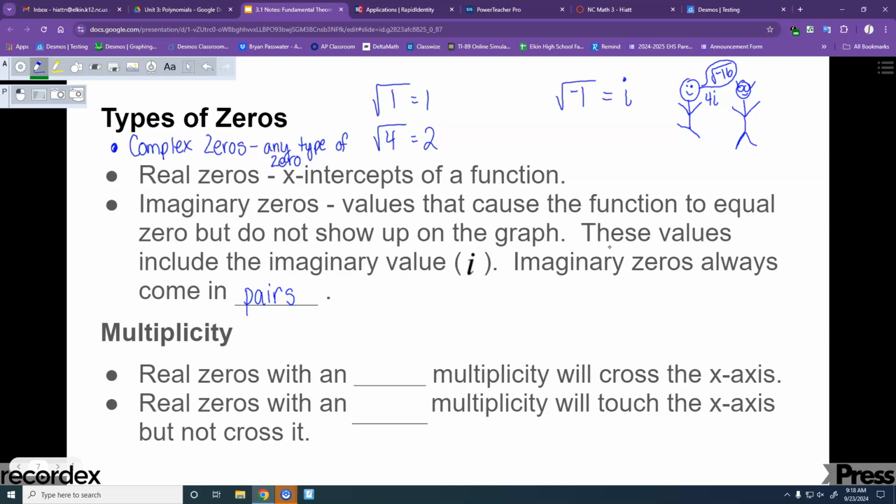Okay, so whenever we graph something, we can only see the real zeros. And then real zeros might have different multiplicities. That means how many times they count. Okay? Real zeros with an odd multiplicity will cross the x-axis. Okay? Real zeros with an even multiplicity will touch the x-axis, but not cross it. Sometimes I'll call this a bounce. That is not a professional mathematical term that your PhD math professor is going to recognize as good, but it kind of makes sense when you look at what the graphs look like here in a second. Okay?